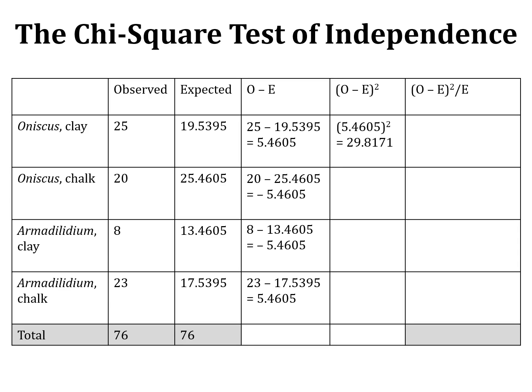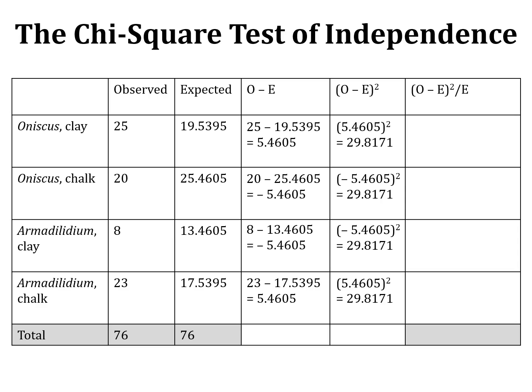So the square of the difference between observed and expected frequencies of Oniscus clay is 29.8171. And then for the next cell, which is Oniscus chalk, again the square of the difference between the observed and expected frequencies is 29.8171. And similarly, we calculate the square of the difference between observed and expected frequencies of our next two cells. Then in the last column, we are going to calculate our chi-square value through this method: we divide the square of the difference between observed and expected frequencies by the expected frequency of the same cell.